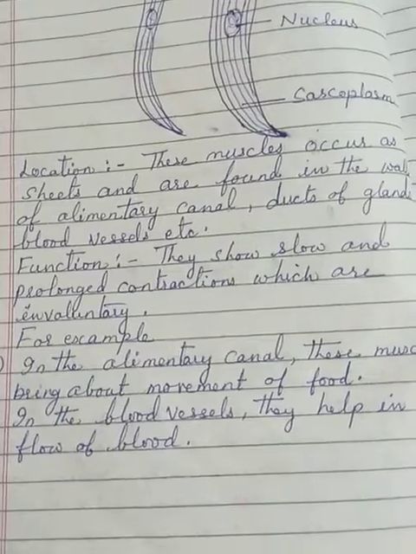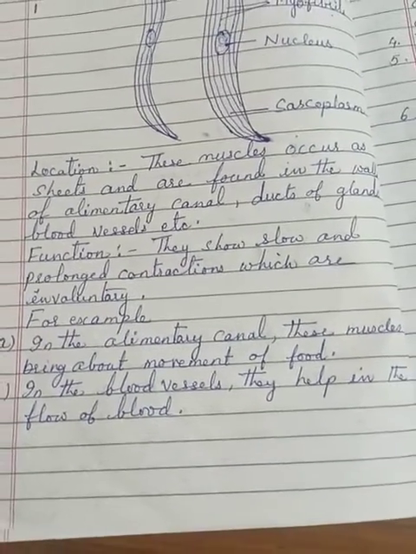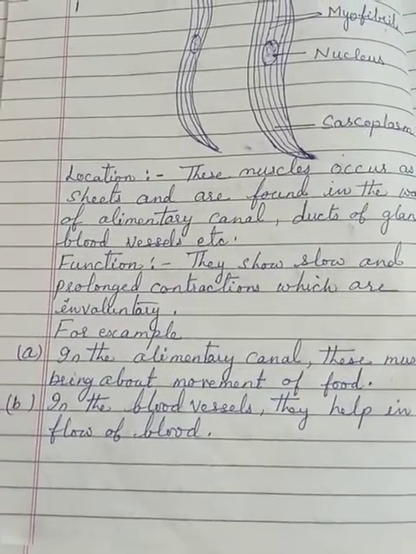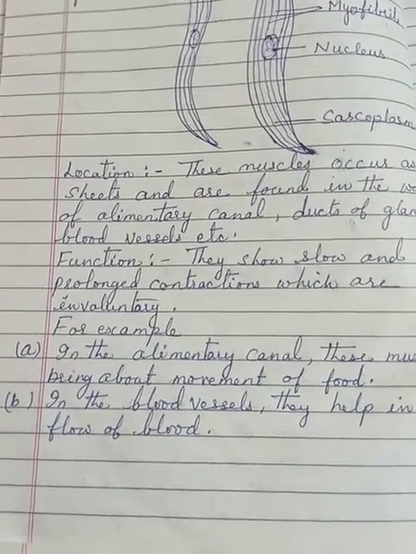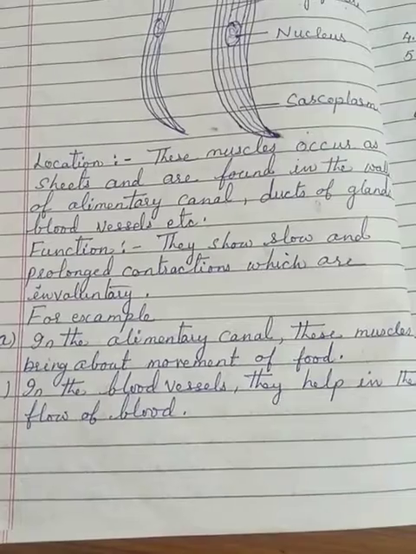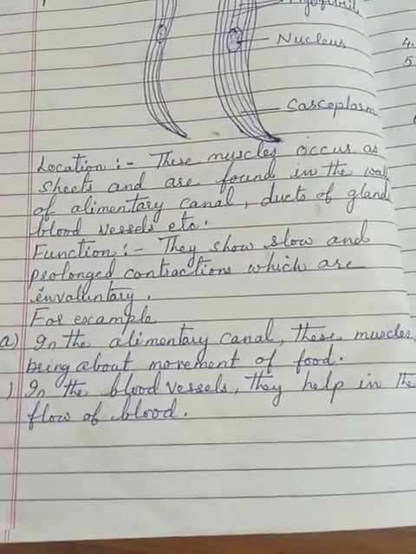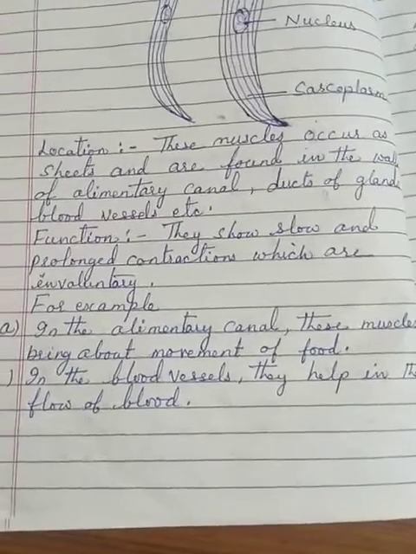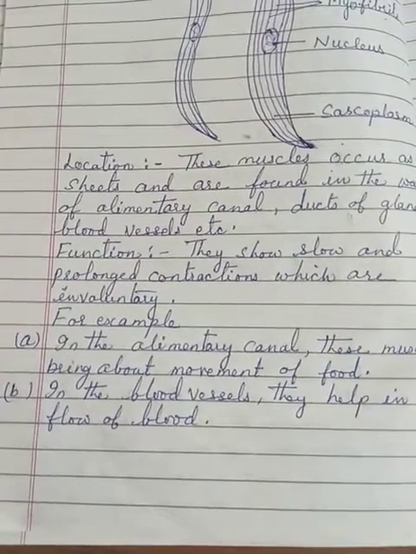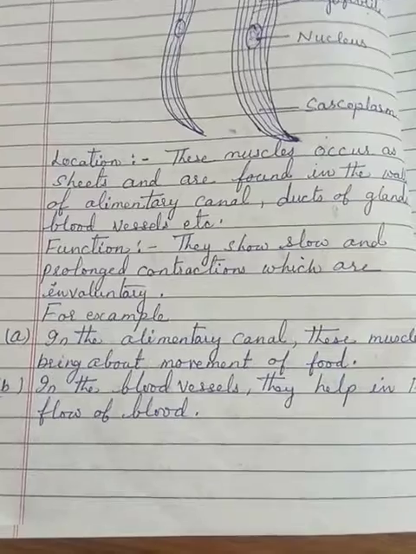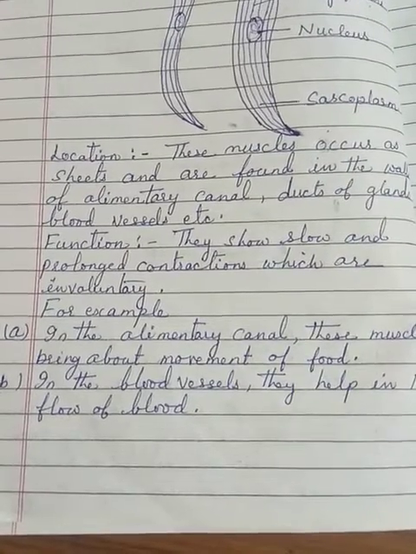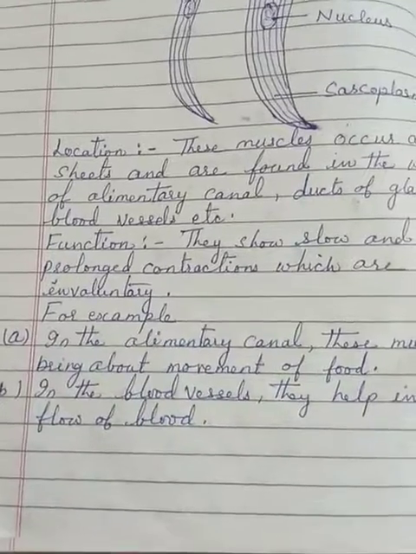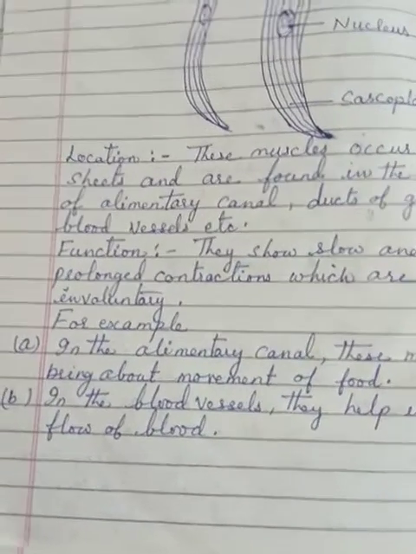For example, in the alimentary canal, these muscles bring about movement of the food, as they are present in its walls. In the blood vessels, they help in the flow of blood from one part to the other. So this is all about the unstriated or the smooth muscle.